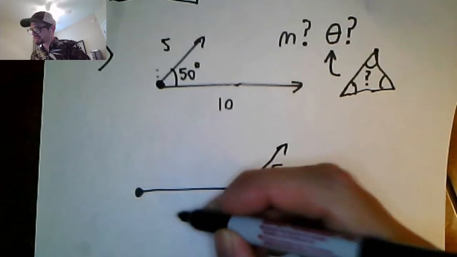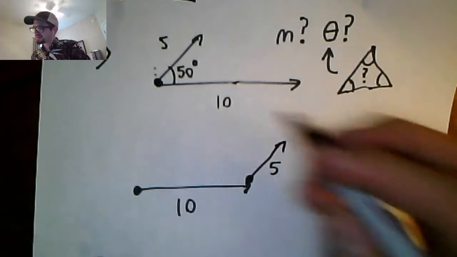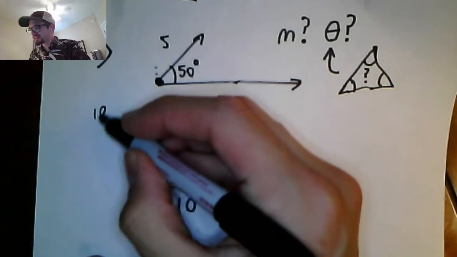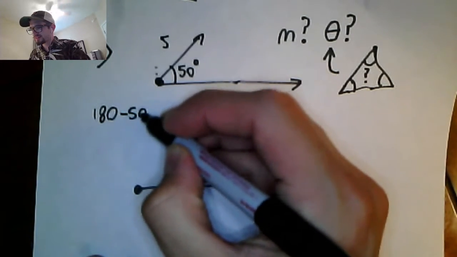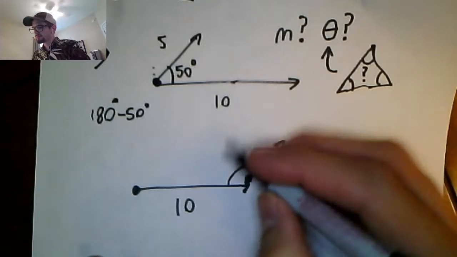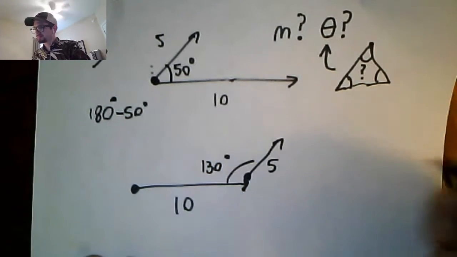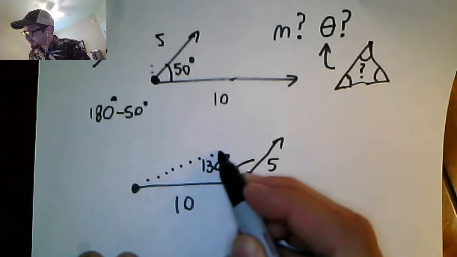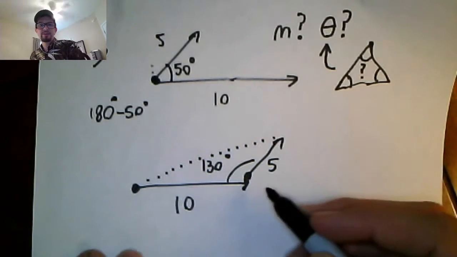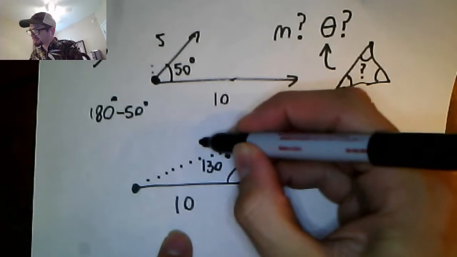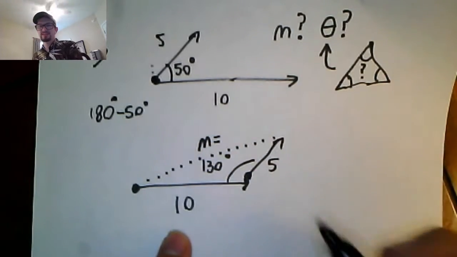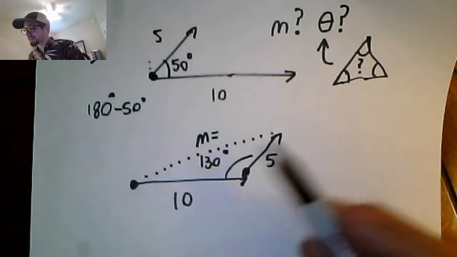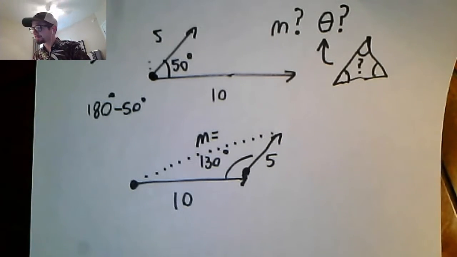So this is still 5, this is still 10. And this was 50. So to get this angle, we're going to say 180 minus 50 degrees, which would give us 130 degrees. So we now have the triangle we will be using to solve this problem. And we have 2 of the sides, and we're going to be looking for this one. This side is our magnitude. So in solving for this triangle side, we are actually finding the magnitude, step 1.